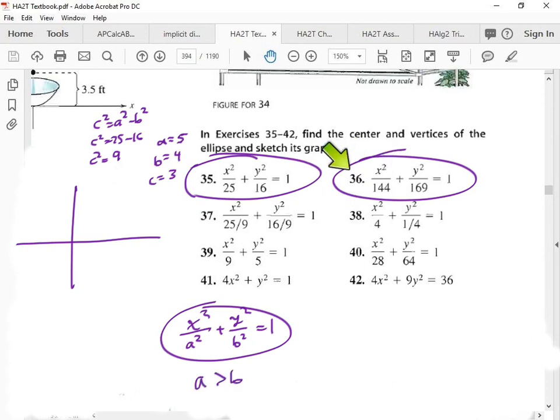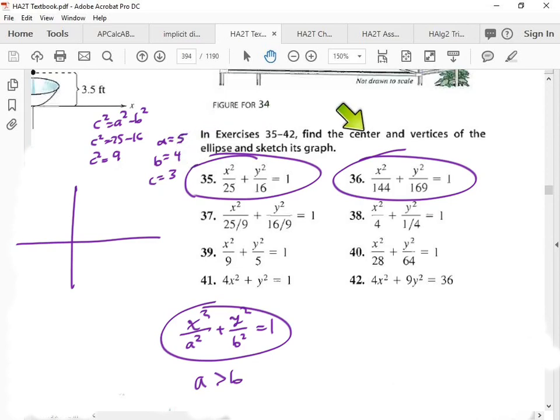So that means over here, what's my a squared for number 36? 169, that's right, because 169 is bigger. Which was my a squared for number 38? Cuatro. That's right. Okay, now coming back to this guy, let's finish graphing him.